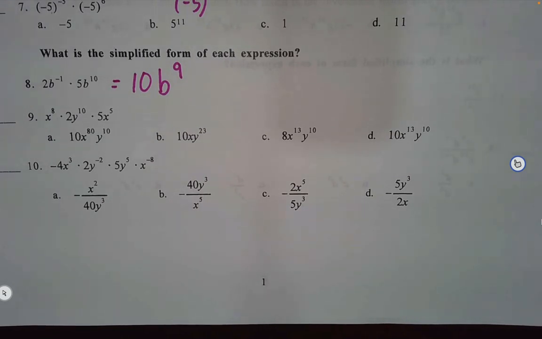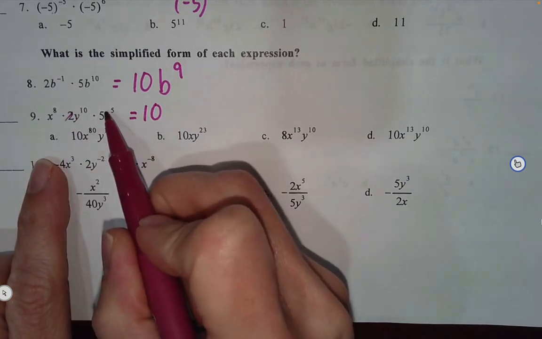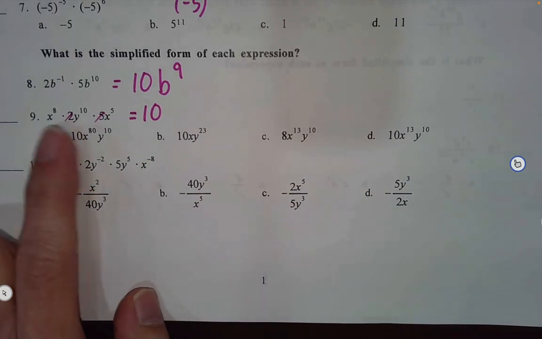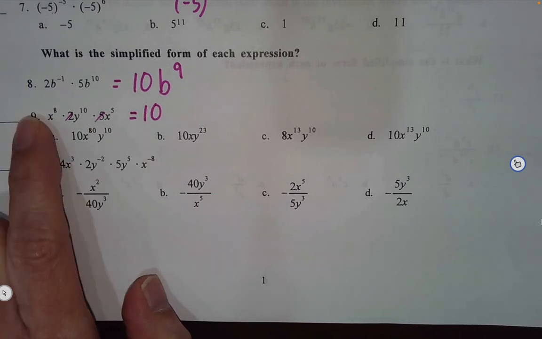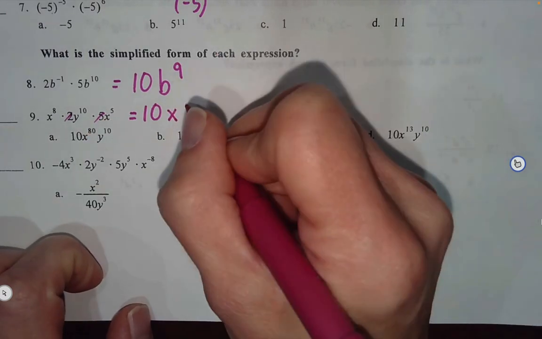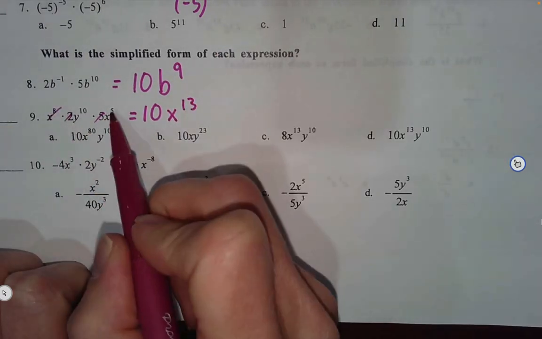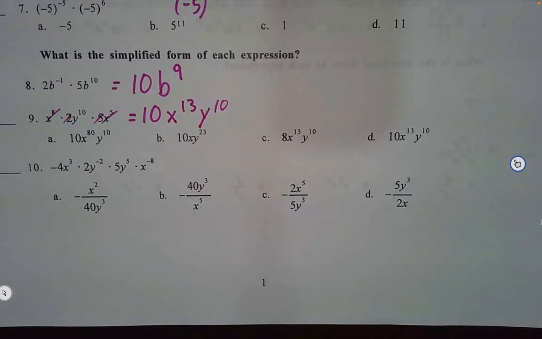On the next one, what's 2 times 5? 10. Again, we have 10. Now let's look at our x's first. I took care of my 2 and my 5. How many x's are there? 8. Well, this one has 8 and this one has 5. So 8 plus 5 is what? 13. Very good. Then what else do I have written down? y to the 10th. I don't have any others to add to it. Does everybody understand why we're adding the exponents? I mean, you have to understand that rule. Or really, you just have to know that that's the rule. Okay?